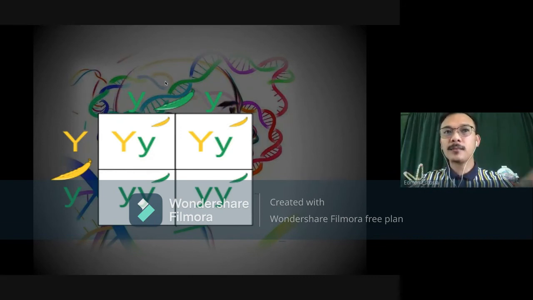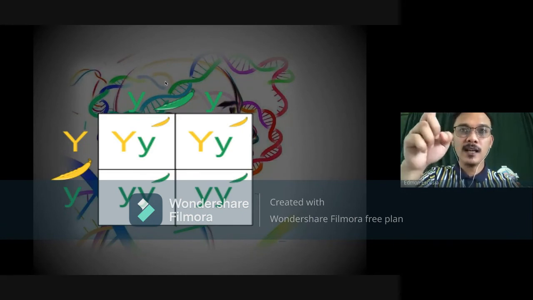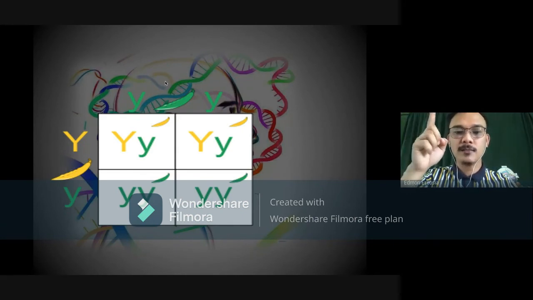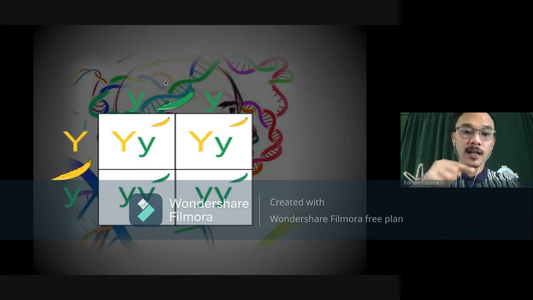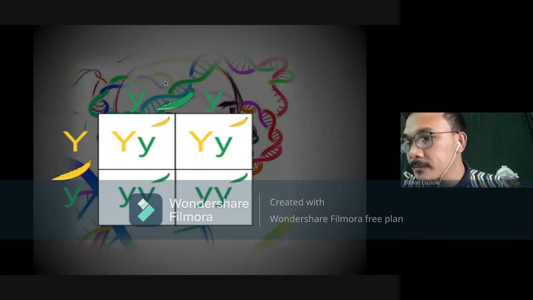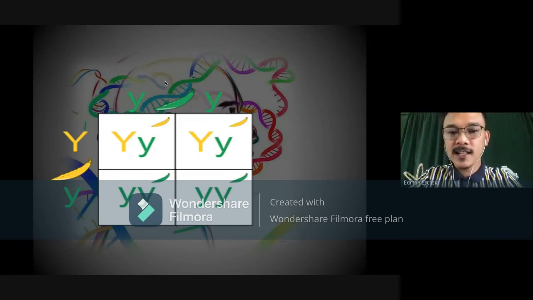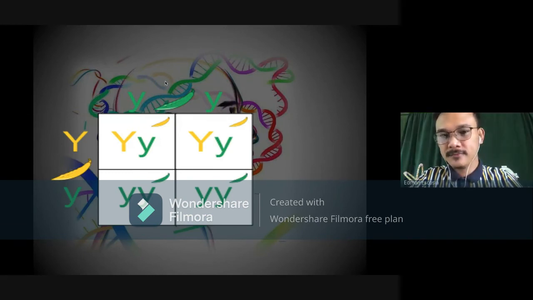This time, let's translate that into phenotype. Again, take note that we are using capital letter Y as the dominant trait and small letter y, or the green, as the recessive trait. How do you describe this now in terms of percentage phenotype? Let me ask Donnie. 50-50, sir. 50% nga. Ano nga color? Green. And ang isa? Yellow.